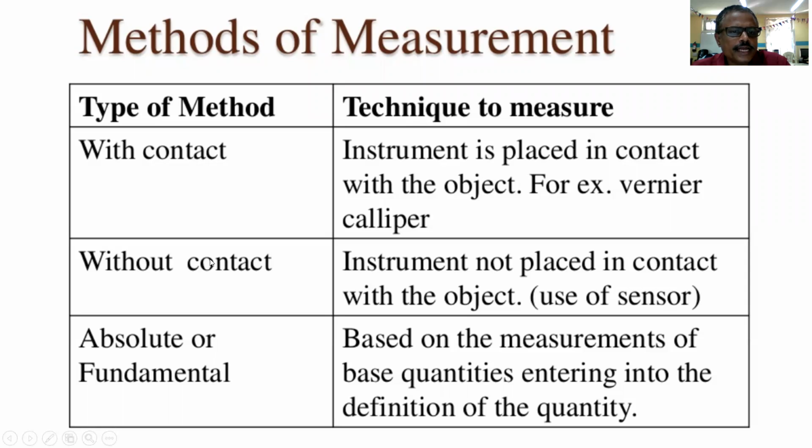The methods are with contact and without contact. With contact, the instrument is placed in contact with the object. An example is vernier calipers. Whereas in without-contact measurement, the instrument is not placed in contact with the object. An example is the use of sensors. Absolute or fundamental methods of measurement are based on the measurement of base quantities entering into the measurement system. So this is regarding the methods of measurement.